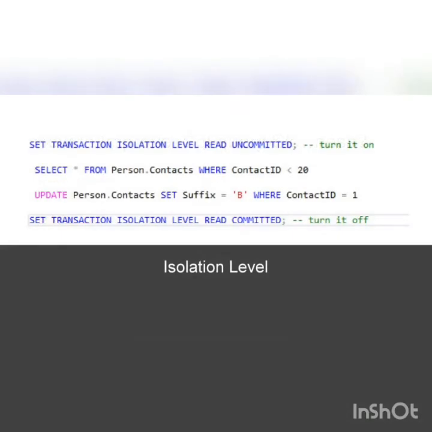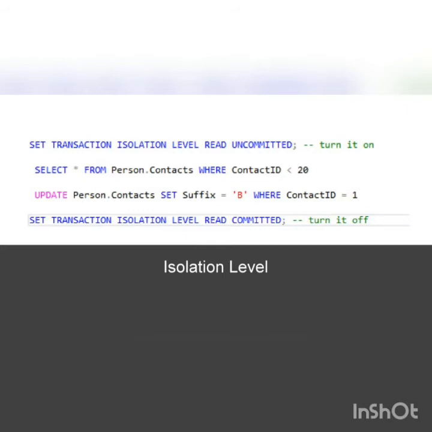So you are writing the query, select star from Person.Contact where ContactID less than 20. Before that, you write SET TRANSACTION ISOLATION LEVEL READ UNCOMMITTED. This is the way you can turn on the isolation level. Once you have completed the query, you use SET TRANSACTION ISOLATION LEVEL READ COMMITTED, so you have turned it off. If you use the isolation level, your queries will be more secure and will run faster.